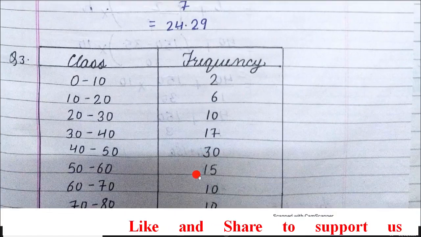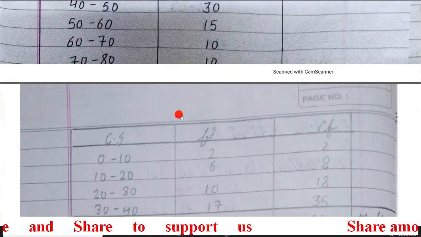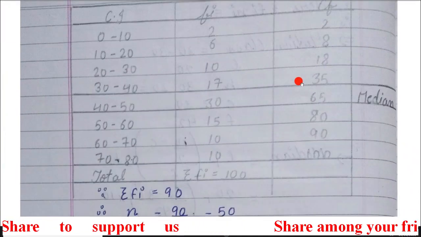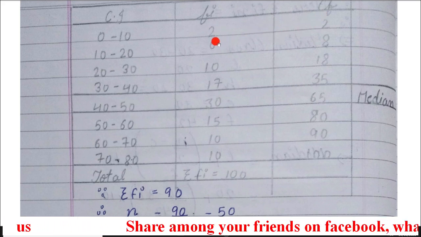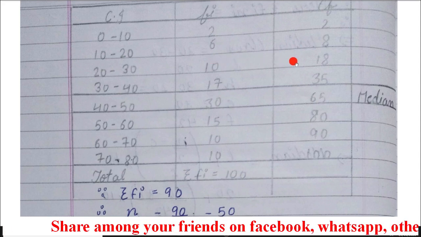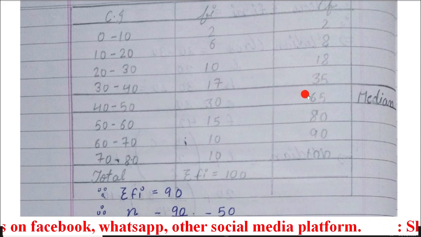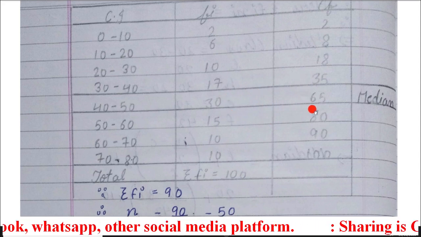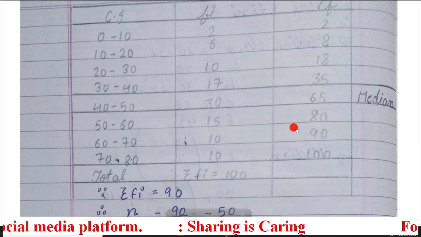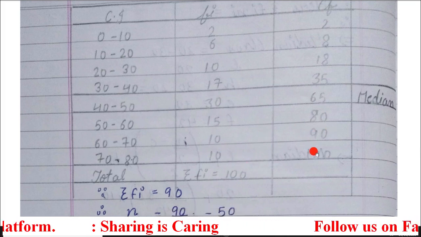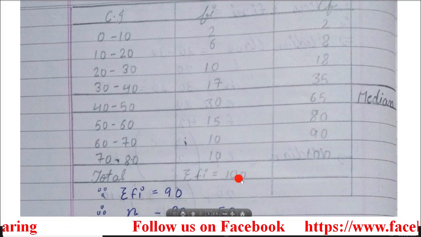Now we'll move to the third question. In the third question also a table is available. So it's again a grouped frequency distribution. The table format is CI, FI and CF. For CF, as I mentioned to you, first just write down this 2 as it is, then 2 plus 6 is 8, then 8 plus 10 is 18, then 18 plus 17 is 35, then 35 plus 30 is 65, then 65 plus 15 is 80, 80 plus 10 is 90, then 90 plus this 10 is 100. Then add sigma Fi, means add the Fi column, so sigma Fi is 100.